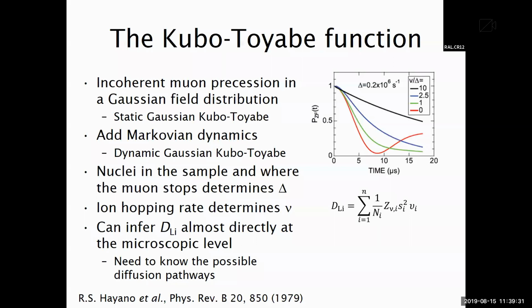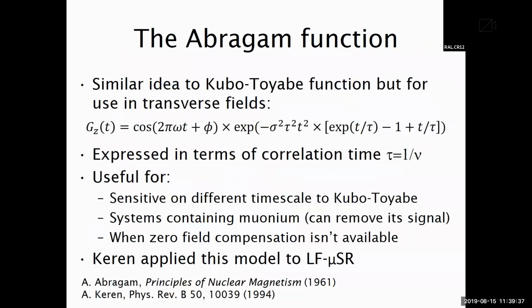So that's how that method works. That's done in zero or small longitudinal fields. You can do something very similar if you use relatively small transverse fields. This is analogous with the NMR method. Here, this is expressed in terms of correlation time, tau, rather than the hopping rate nu. You can work on a slightly different time scale from the Kubo-Toyabe function, so a slight difference. If you have a system that perhaps has a wide band gap and you generate muonium, that can decouple in small fields differently from a bare positive muon.